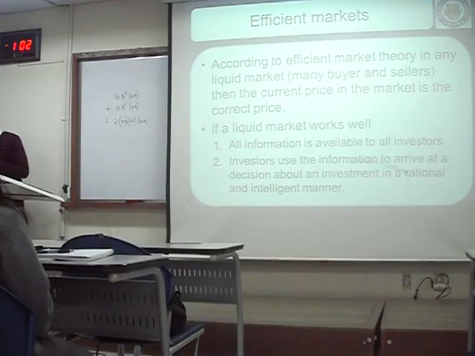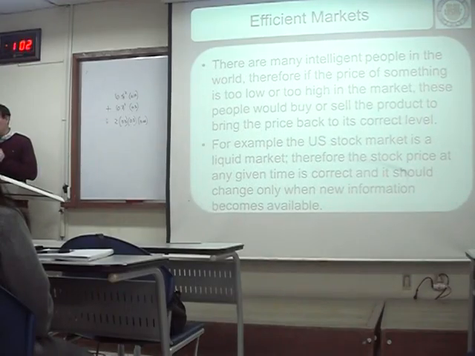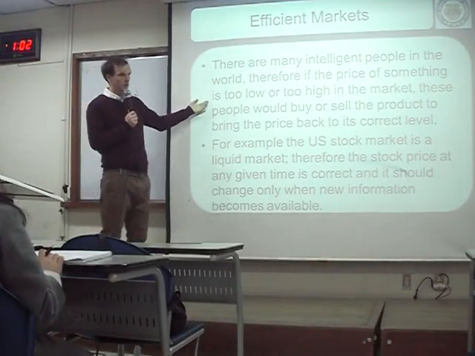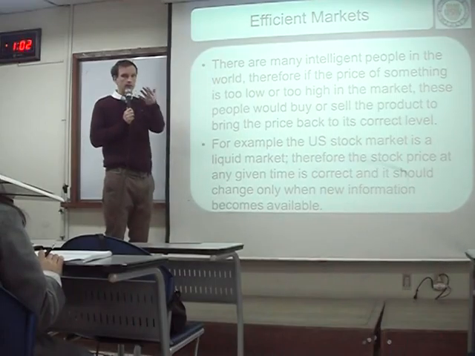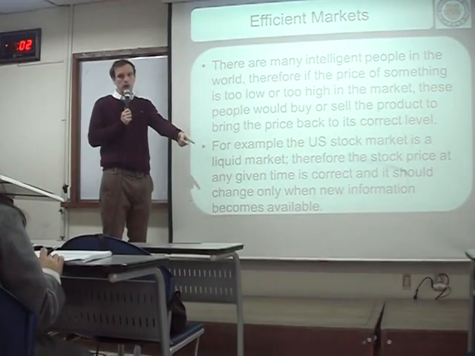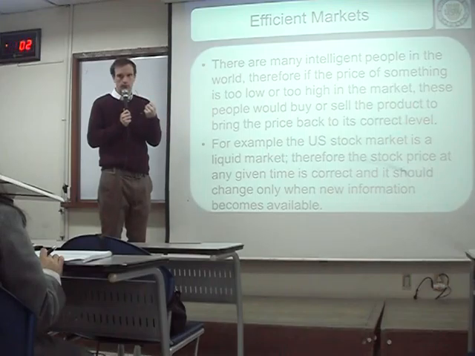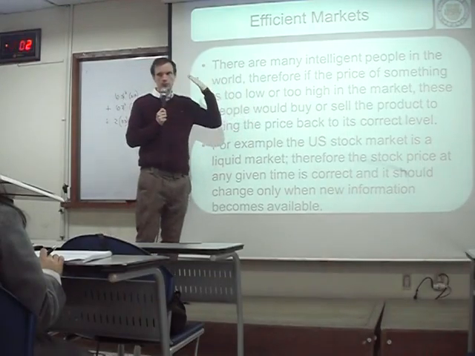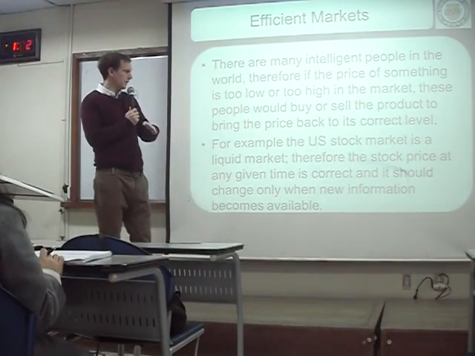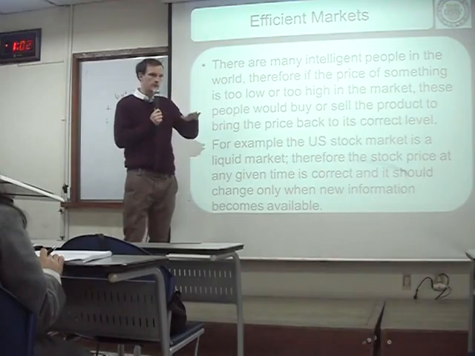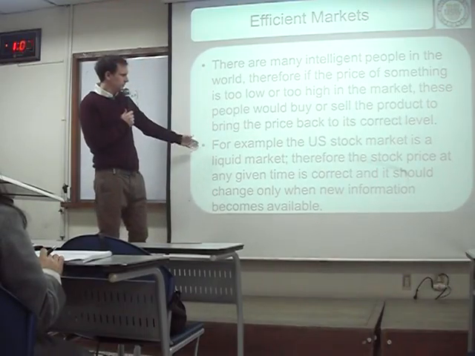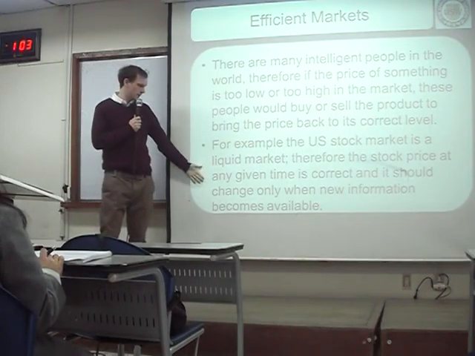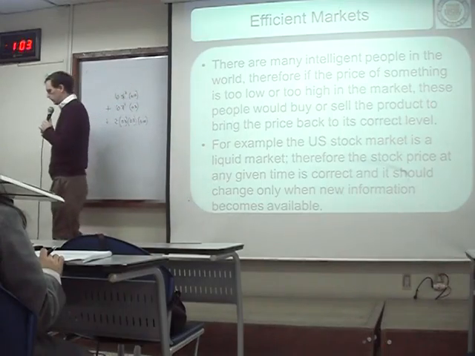So this is a theory. Okay? There are many intelligent people in the world, therefore if the price of something is too low or too high, what's going to happen? If the price of Facebook is too low, all the other intelligent people are going to say, oh, that price is very low, that's good value, and they're going to buy the stock. And then the price is going to go up. If the price of Facebook is too high, they'll sell the stock and the price will go down. And eventually, the price will find the correct level. Okay? So the US stock market is a very liquid market. So we could say that the stock prices are correct and it should only change when we have new information.